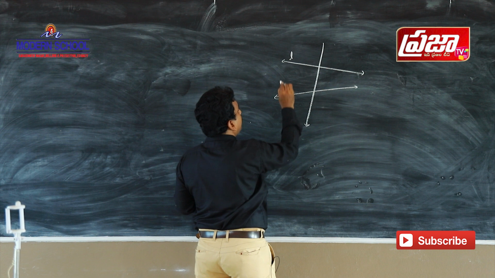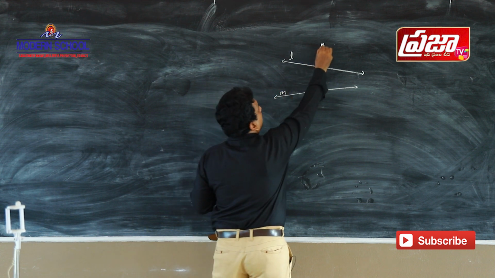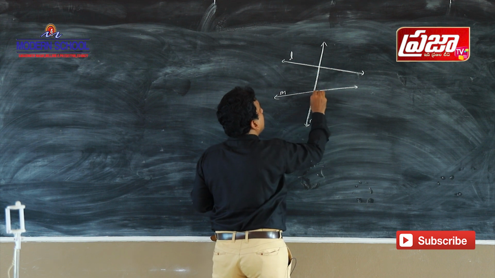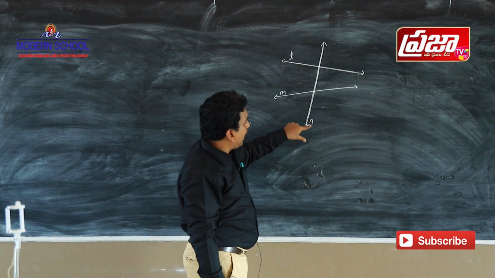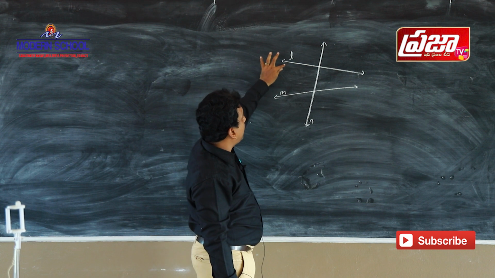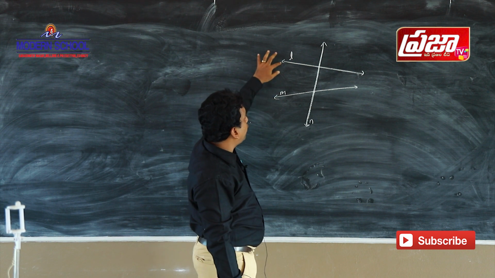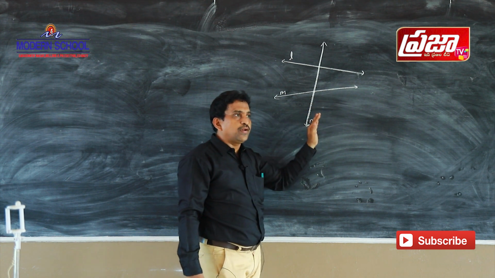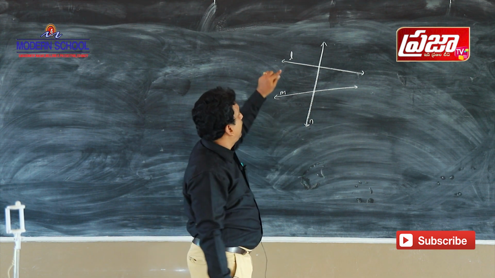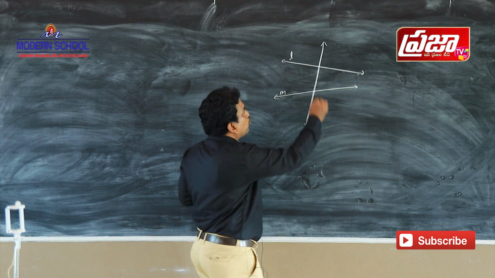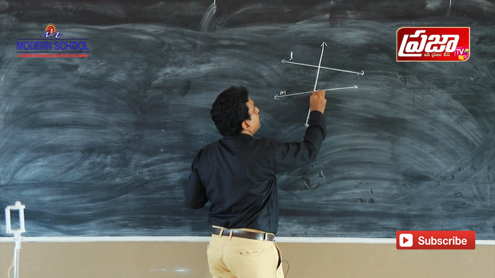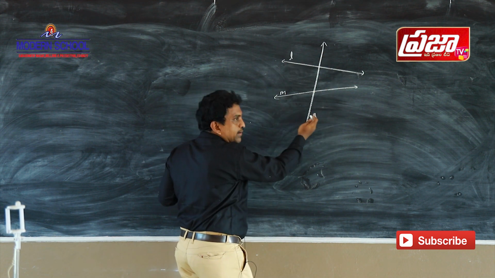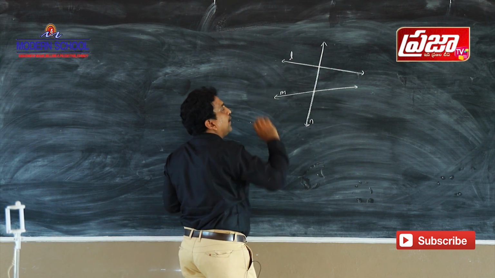Take the first line as L, second line as M, and this transversal as N. See clearly the line N is intersecting the line L and the line M. These are two distinct lines. The line N is intersecting two distinct lines L and M at two distinct points. So clearly N is a transversal of L and M.